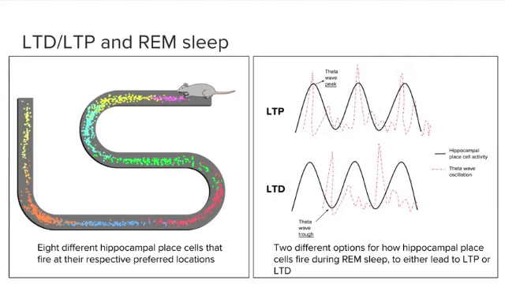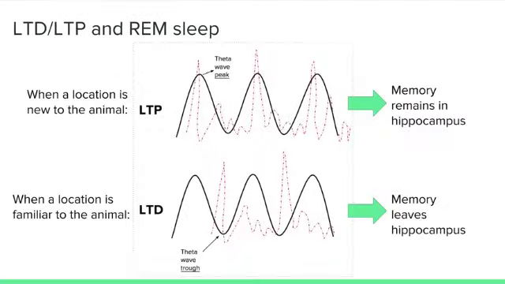Tested the activity of hippocampal neurons during sleep. Researchers found that neurons that were active in new places while the animal was awake did in fact discharge at peaks of theta waves during REM sleep. This suggests that long-term potentiation is occurring then.